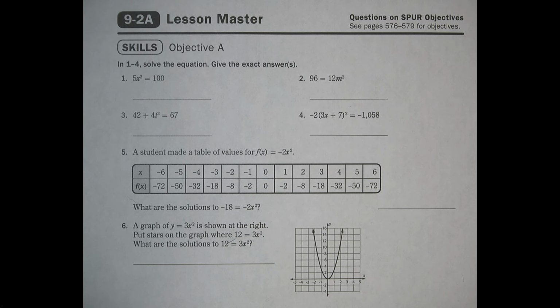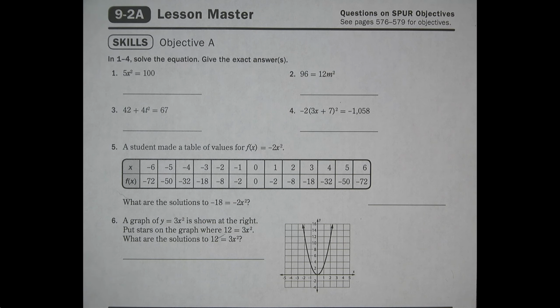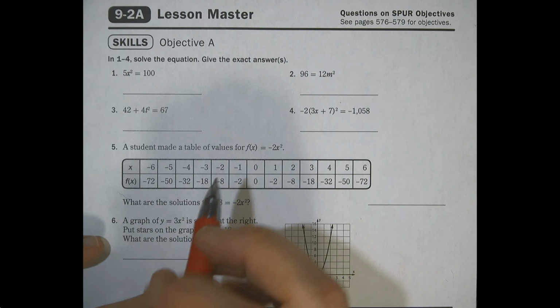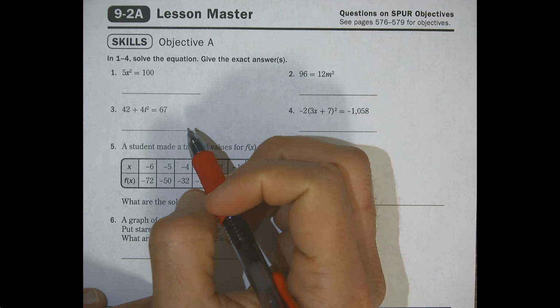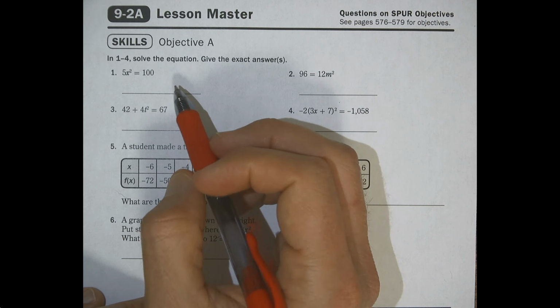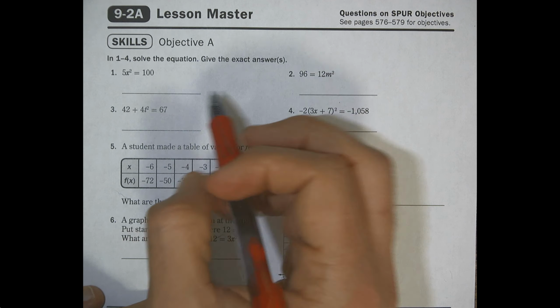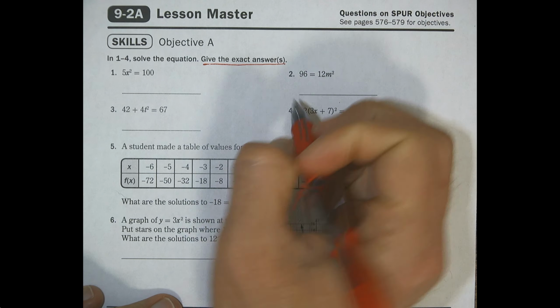All right, and we are moving on to 9-2. So, solving some equations where we have an x squared. The last thing we're going to do is take the square root. And do remember, when you take a square root, it's the positive and negative. We're going to give the exact answers.